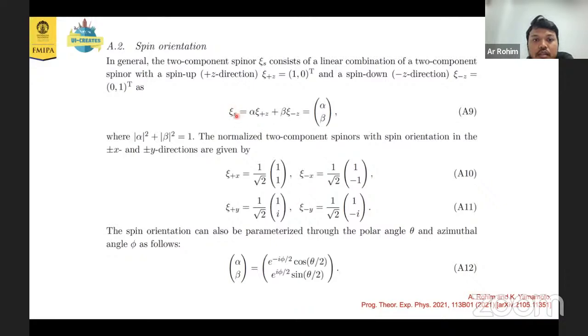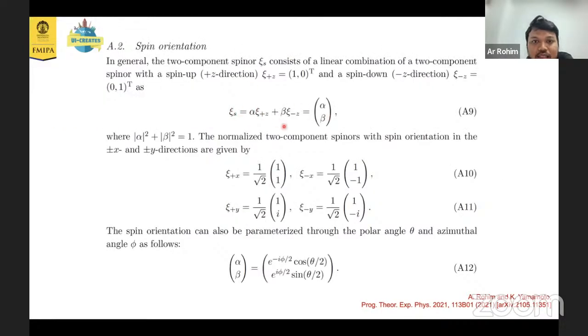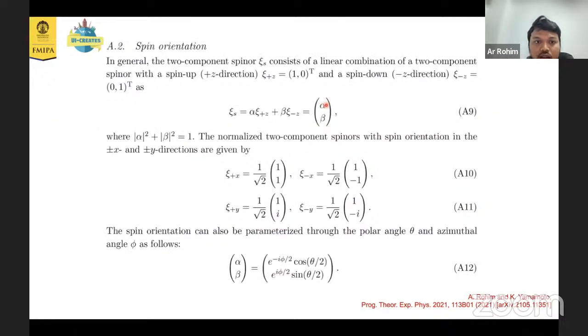And because chi s is normalized by this condition, this two component spinor should satisfy these conditions. Because chi dagger multiplied by chi equals 1, then we have alpha star multiplied by alpha, plus beta star beta, equals 1. No question so far? If you have any question, please feel free to ask me directly without waiting for the Q&A session. And then if no, I will continue.